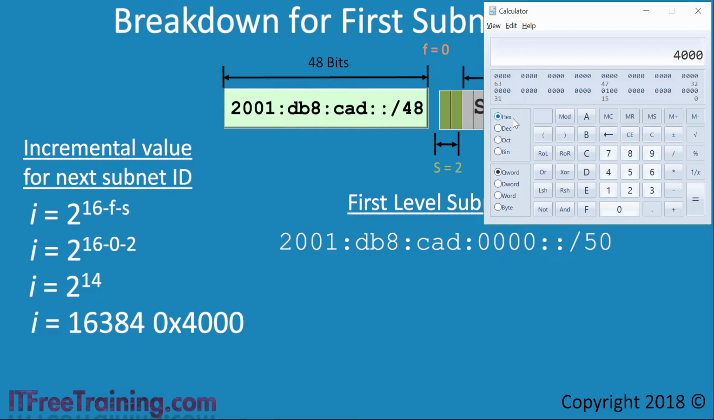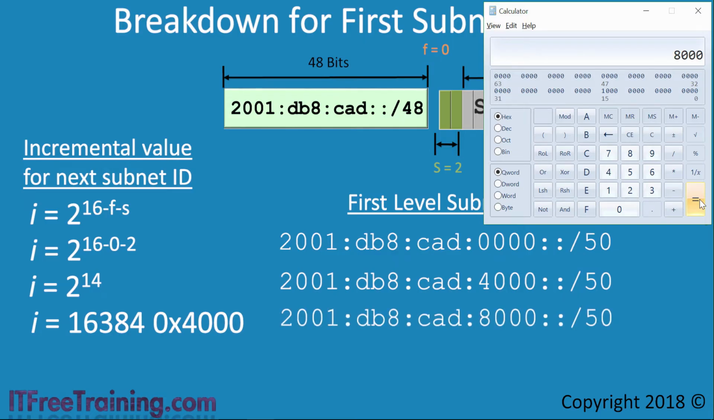To work out the next subnet is a matter of adding this value to the previous value. In this case, the previous value is 0, so it is simply the increment value. To work out the next subnet, I will add the increment value of 4000 in hexadecimal, giving a value of 8000 in hexadecimal. This will be the next subnet. You can see how the increment value is used to find the next subnet.